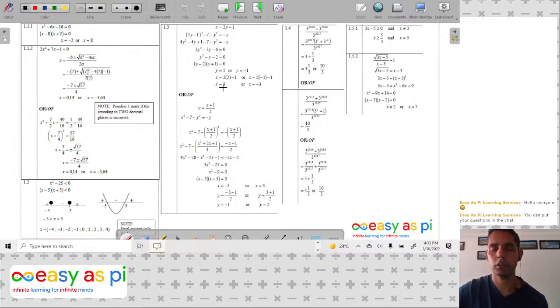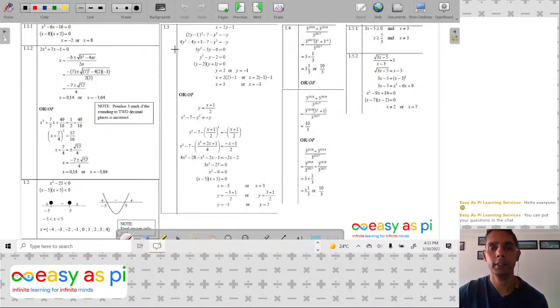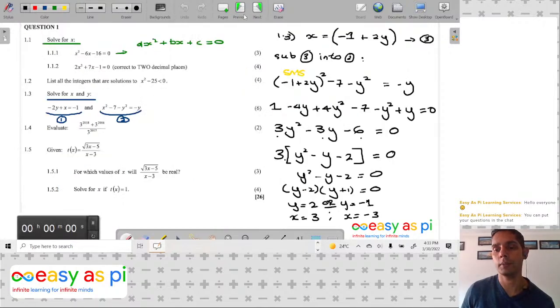Okay, let's just have a look. So you can see I've got x is equal to 3 or minus 3, and y is equal to 2 or minus 1, which is exactly what I got here. And you could have made y the subject of the formula, but then you're working with a fraction, which makes it harder. I remind you in the exam to keep things as simple as possible. And this is my answer.